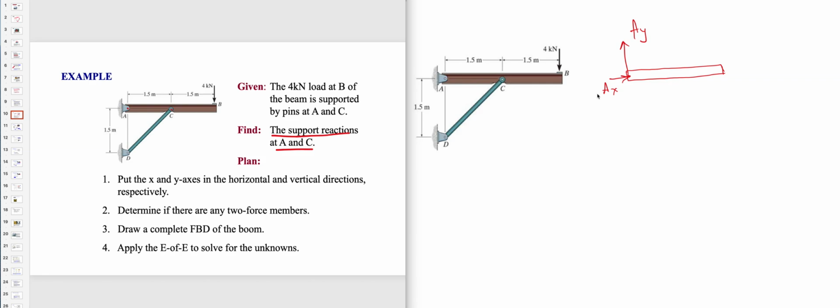Then what about C? I just told you that no matter what the shape of DC is, the DC member could have been a rod which is of this shape. Even then, no matter the shape, the force would pass from D to C. So here we have to say force is passing from D to C. Then we have 4 kilonewton here.